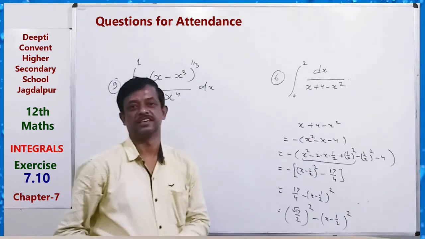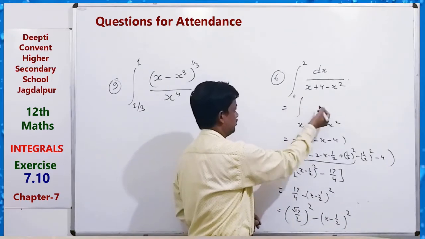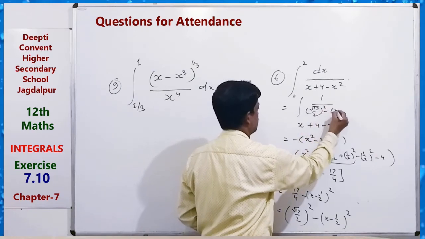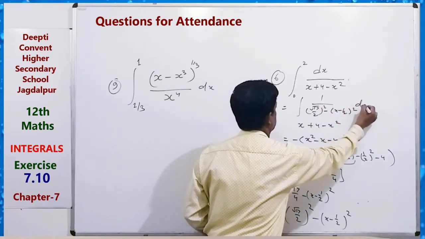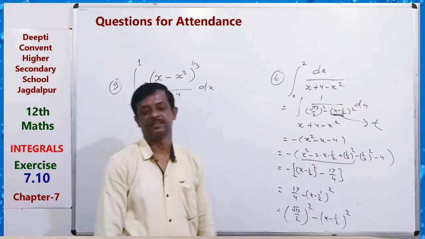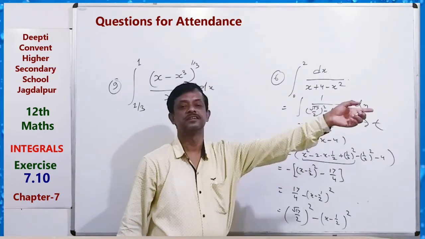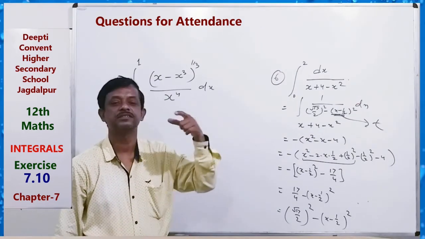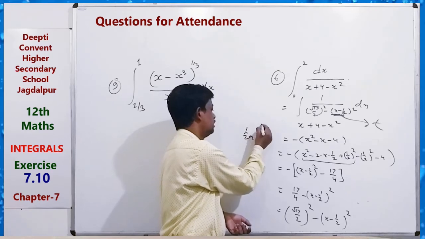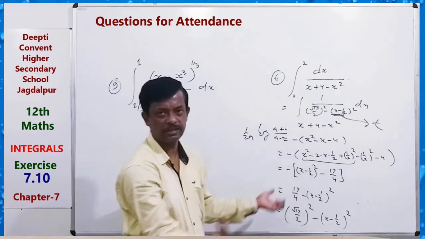So you can use this result, a square minus x square. Here, the integral is 1 upon root 17 by 2 square minus x minus half square dx. Now put x minus half equals t and use the direct formula: 1 upon a square minus t square equals 1 upon 2a log of a plus x upon a minus x. Put the limit and you can get the result.